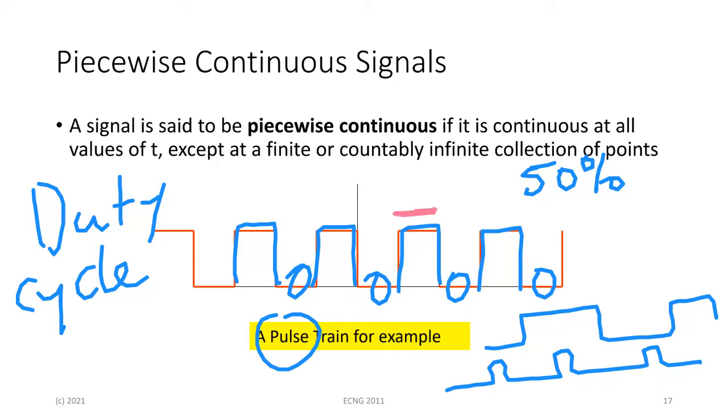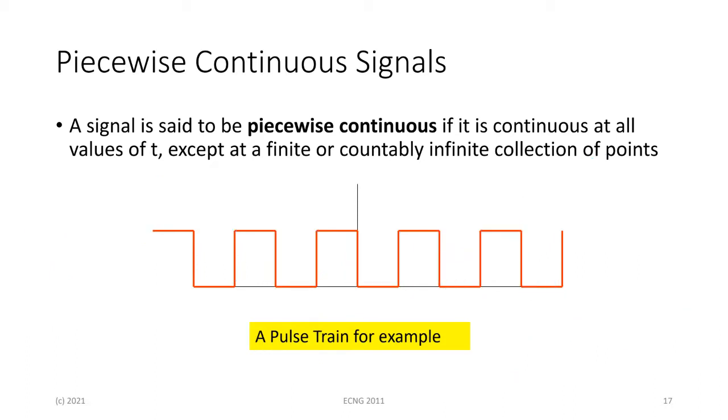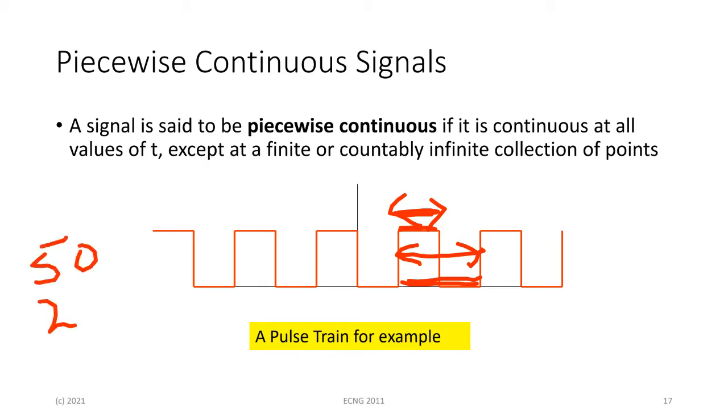If you look at this duration here compared to this entire duration, a 50% duty cycle means that this time is half of the whole period. At 25%, this is a quarter of the whole period, and so on. Because we know that, we can design circuits to have any kind of duty cycle that we like. Because that is intentional, we call that a piecewise continuous signal.